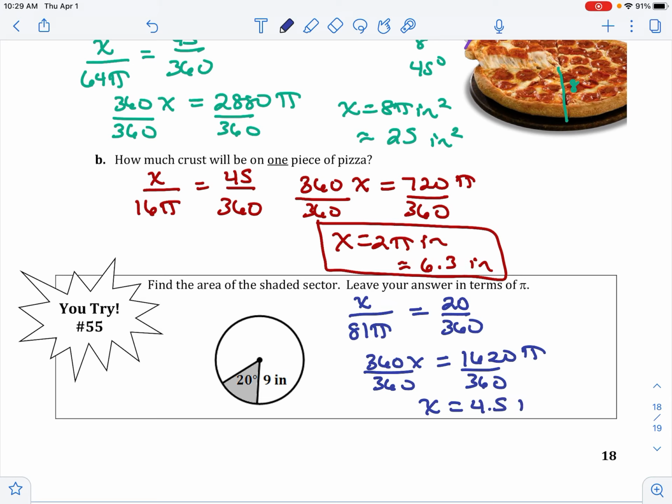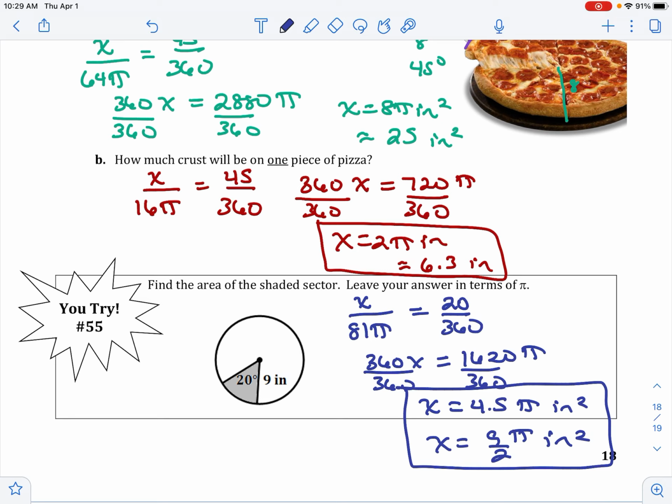And now if I divide by 360, I think it divides out nicely. We get pretty nice. It's 4.5 pi, or you could write it as 9 over 2. And then that's going to be inches squared. X equals 9 over 2, or 9 pi over 2 inches squared. And those will be a couple different good ways to write your answer. 4.5 is not really approximated, so that would be okay.